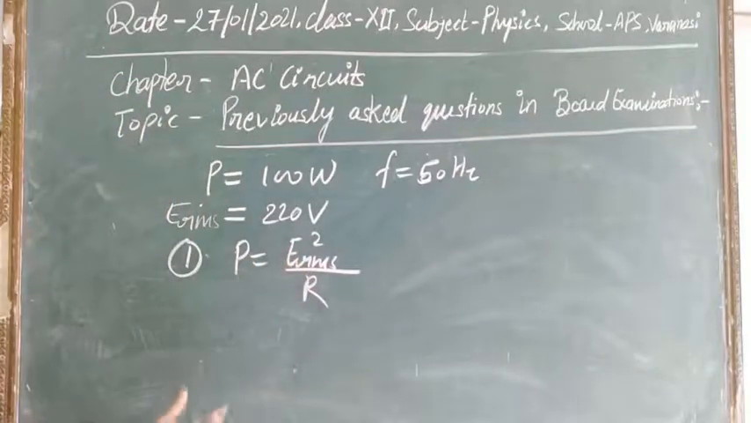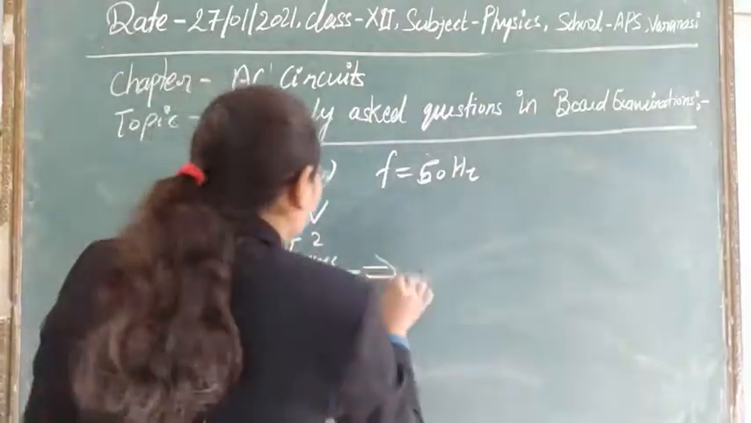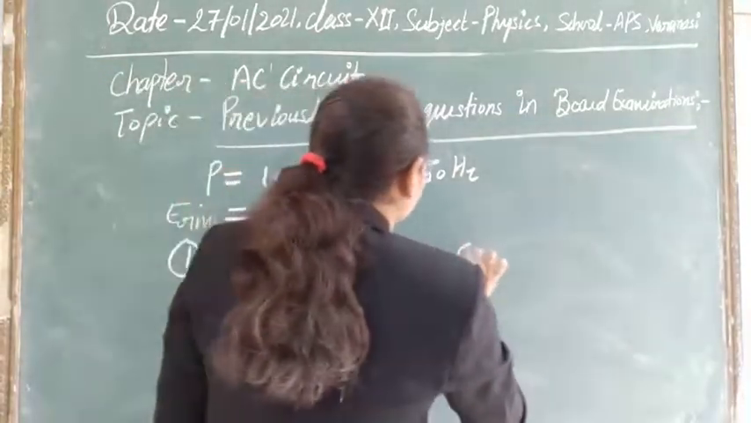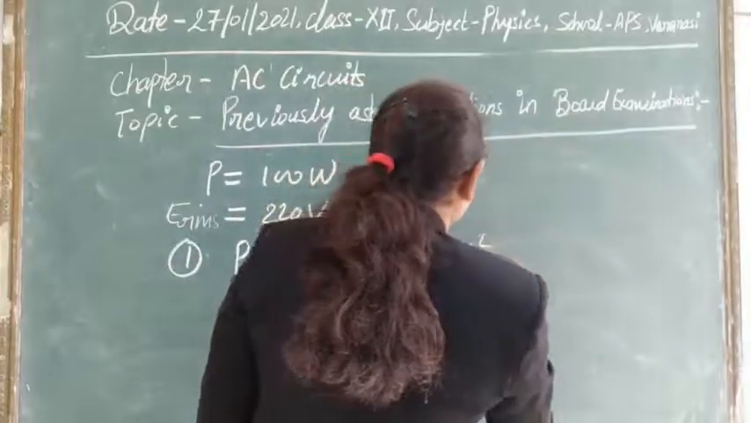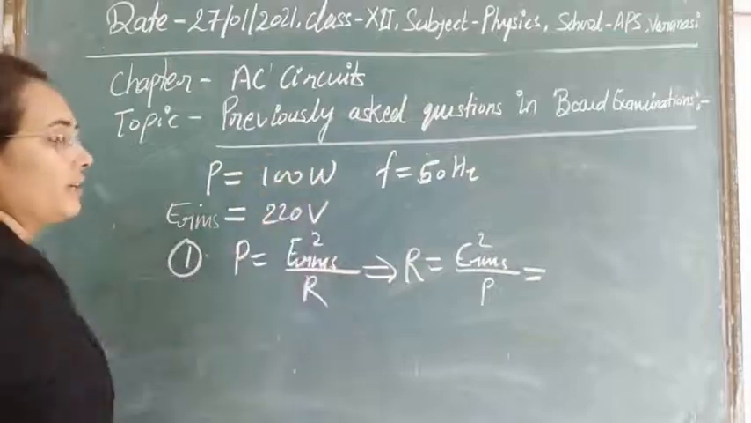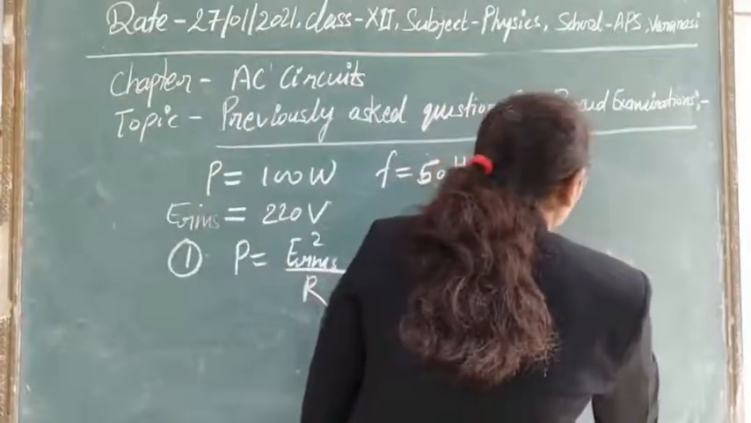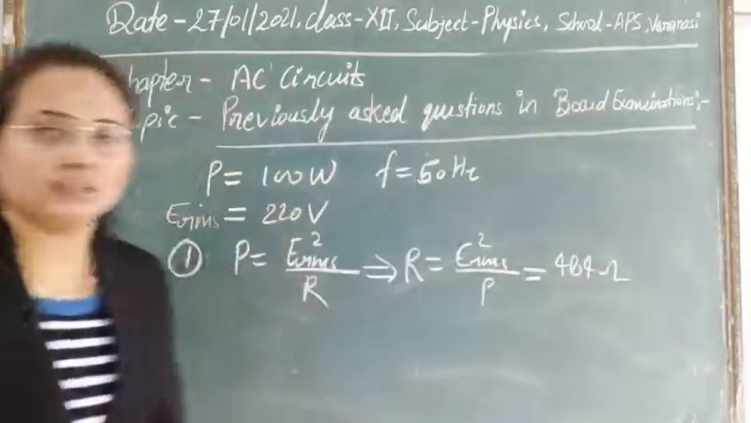So with the help of that, you can easily calculate it. The value of R is equal to E_RMS squared divided by P, and we have the value of E_RMS and the value of P. So that is obtained as 484 ohm.